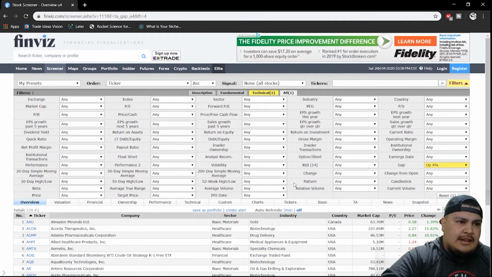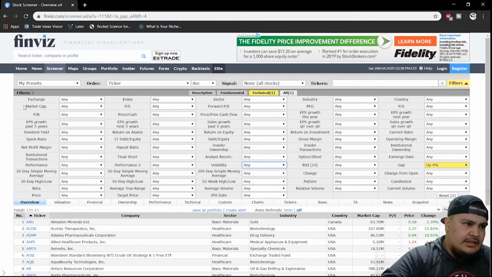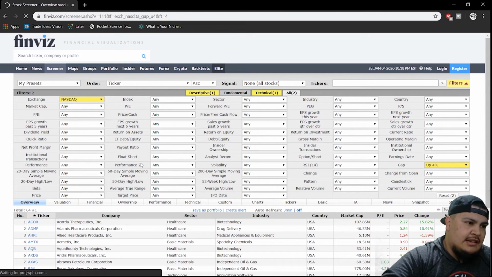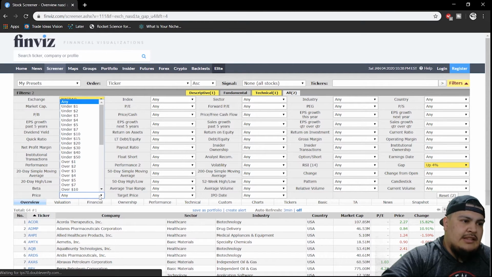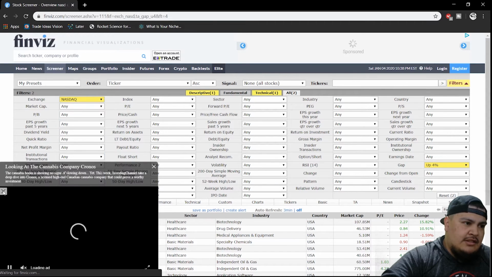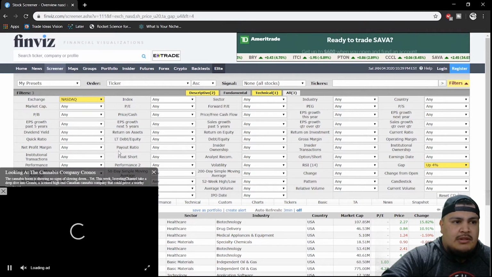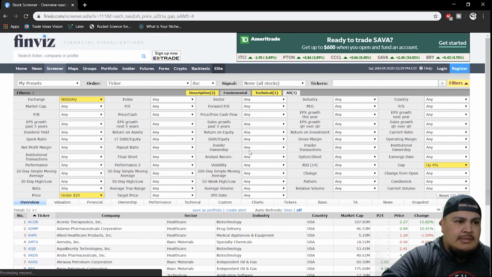You can look at, let's see here. So you can look at the exchange that it trades on. So you can put NASDAQ. You can look, this is a big one, the price. So you want the price to be at least under $20. And this is what I would use for my small cap gap scanner.